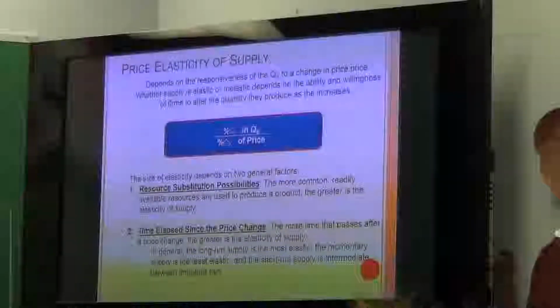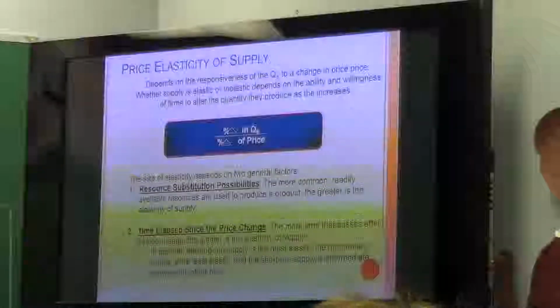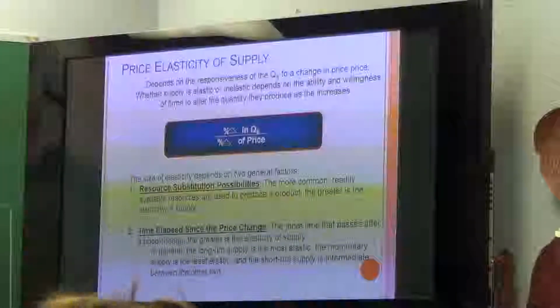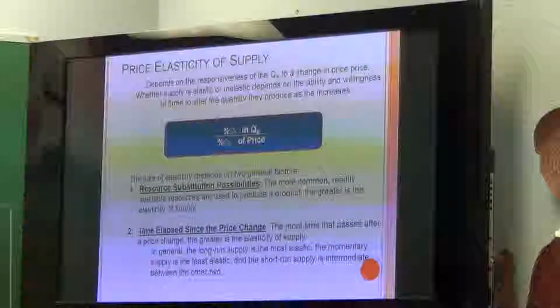Okay, so elasticity of supply measures the responsiveness of quantity supplied to the change in the price of the good when all other influences on sellers remain the same.